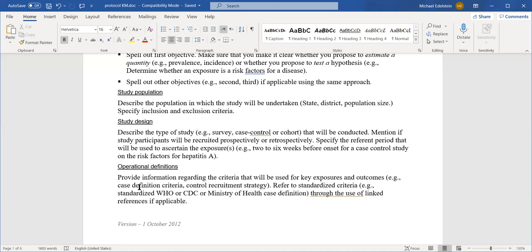The ideal way to think about a good protocol is that you should be able to give it to someone else and they should be able to do your study for you. There's enough detail there for them to know exactly what to do. It's like a cooking recipe.